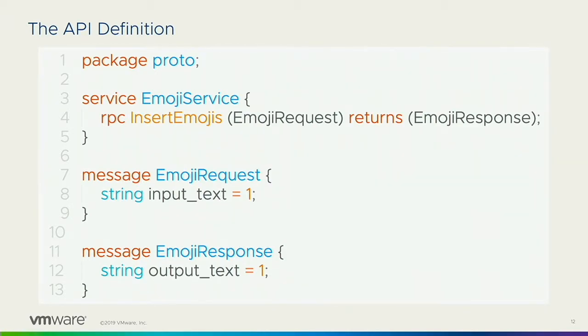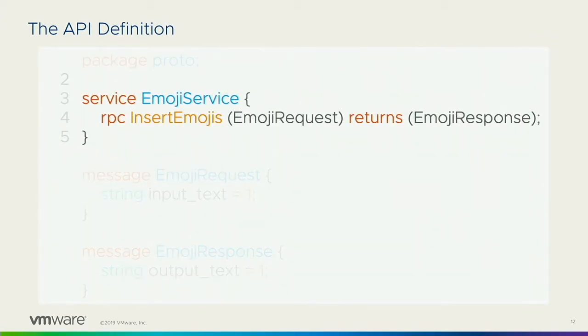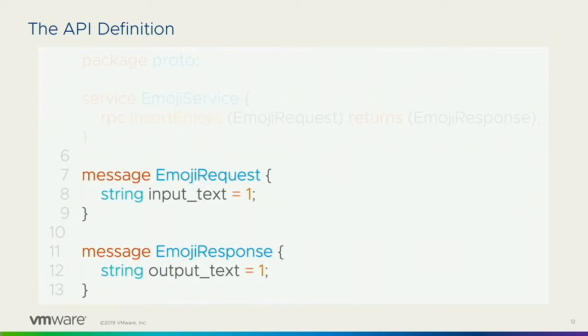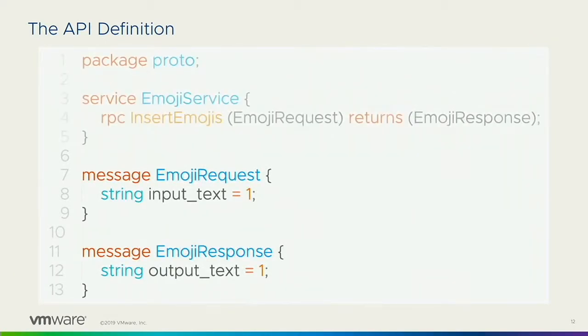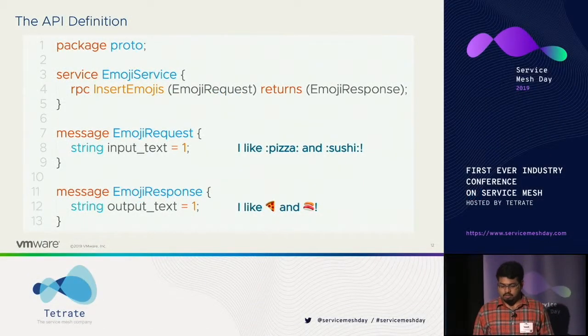The first thing here I define is the API. So the package is proto. The service name is emoji service, and we have an RPC function called insert emojis. It takes an emoji request as input and returns an emoji response. Both of these messages have single string input and output fields. And now when we implement this API and the server gets a request like this, that is a string with embedded keywords in it, the response would be a string with embedded Unicode characters representing the emojis.